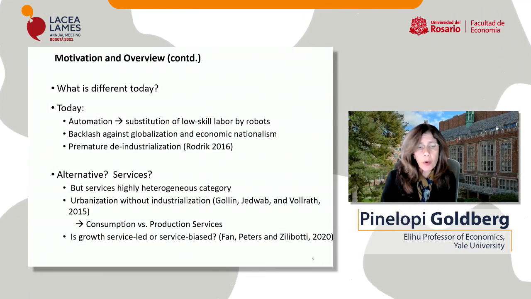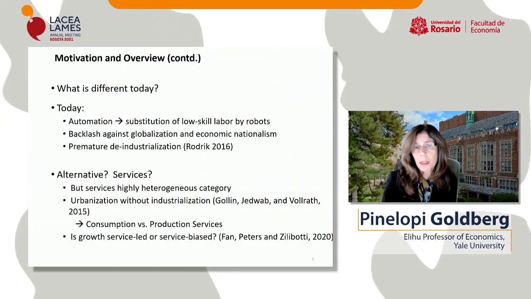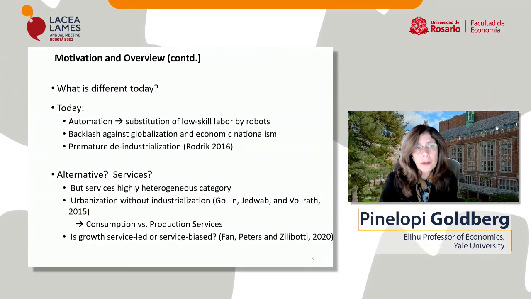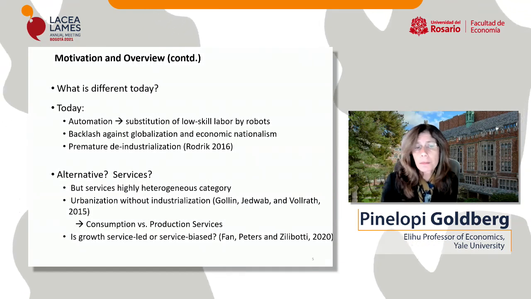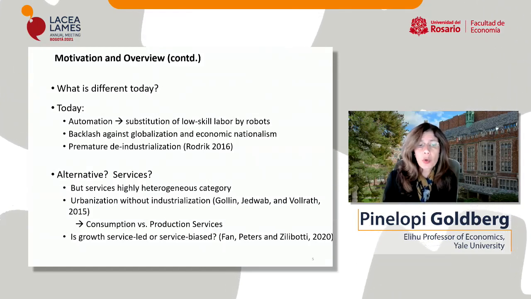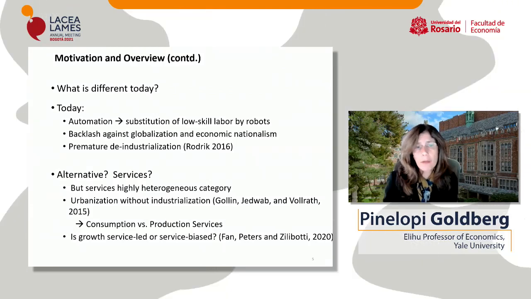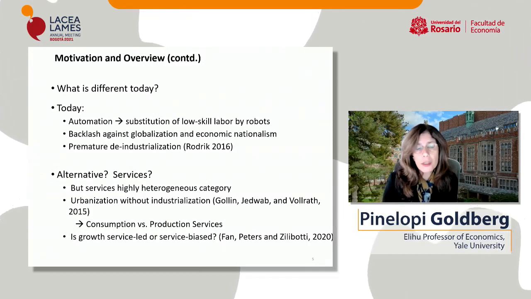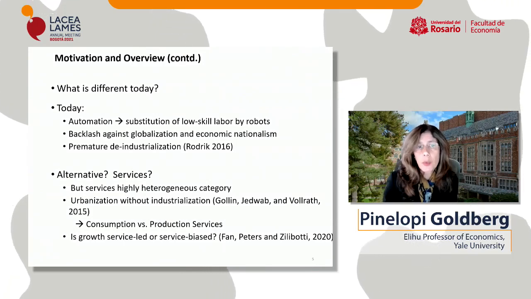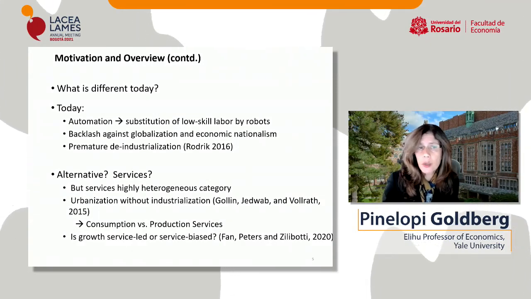Again, Gollin, Jedwab, and Vollrath have a paper that they call Urbanization Without Industrialization, and there they make the point that in Africa, we've seen the emergence of many cities, which, however, do not have the high productivity that other big cities in developing countries have had in the past. That led them to distinguish between consumption and production services. They make the point that consumption services, so having, for example, drivers for your cars, building houses and so on, do not have these positive features that we associate with a high productivity sector. Production services, on the other hand, do, so it's a very nuanced picture.